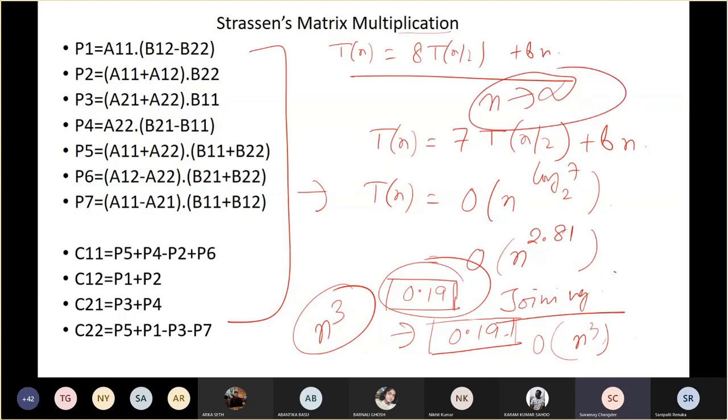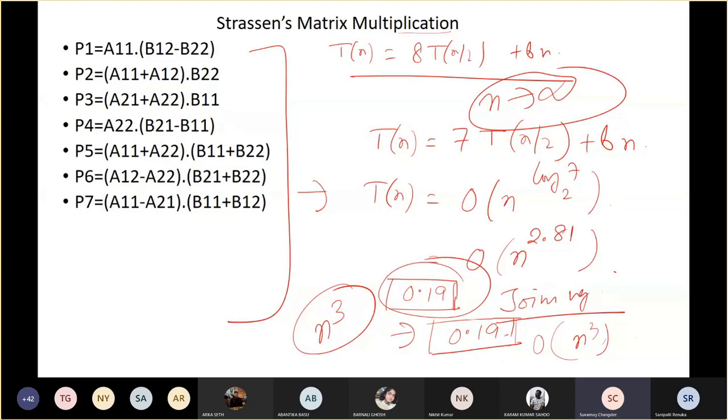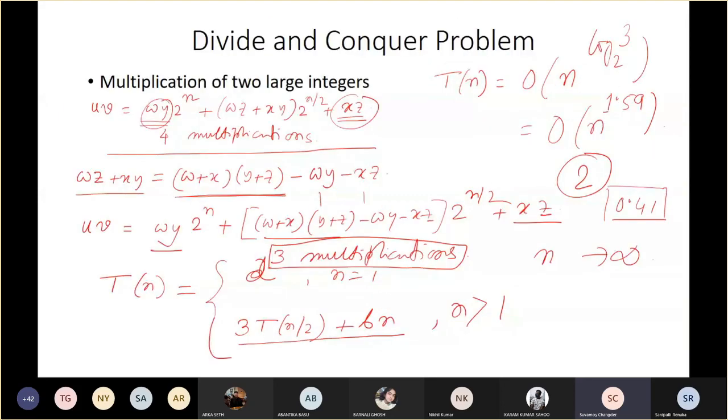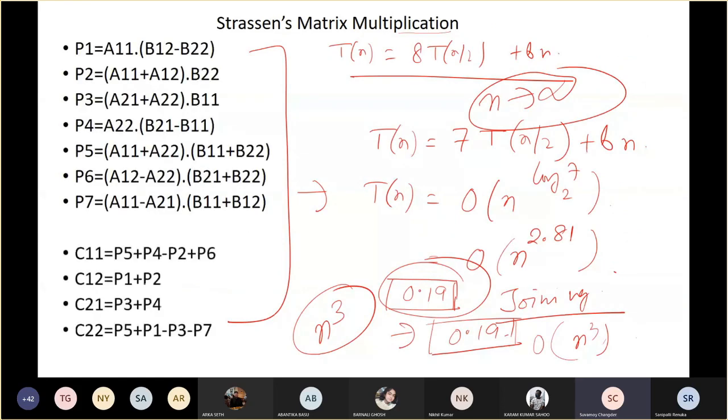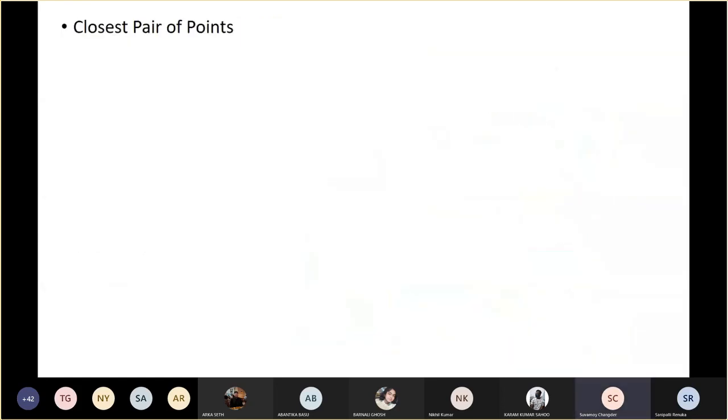So in this way, by applying the divide and conquer method, we can develop better algorithms. We have already shown two examples: one is for multiplication of two integers, and another is for Strassen matrix multiplication. Next, this closest pair of points is your home task. You have to read it by yourself and make your own note.